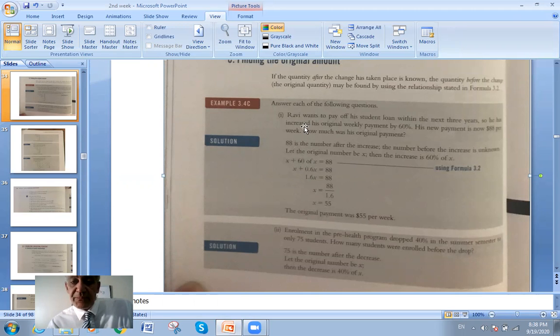He's saying that Ravi wants to pay off his student loan within the next 3 years. So he has increased his original weekly payment by 60%. So he was paying, for example, 100%, which is X, plus 60% of X. We don't know how much he was paying originally, because his new payment is now $88. So here we go. I will just put the data given on the board, then we will go for the solution.